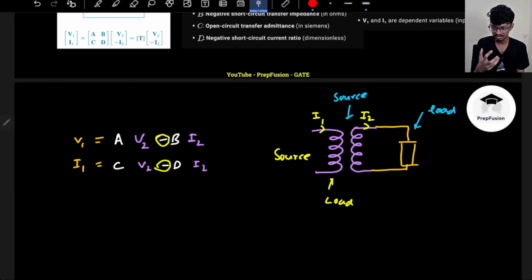But the problem is, in two-port networks, we have learned that we write our currents going inwards to the network. All the currents are going inwards to the network. Nothing is coming out. Then there is a problem. So to mitigate the problem, here is what we do.